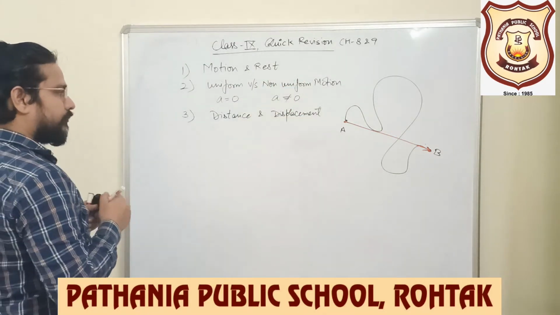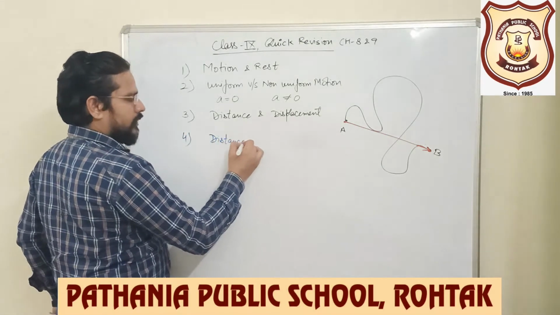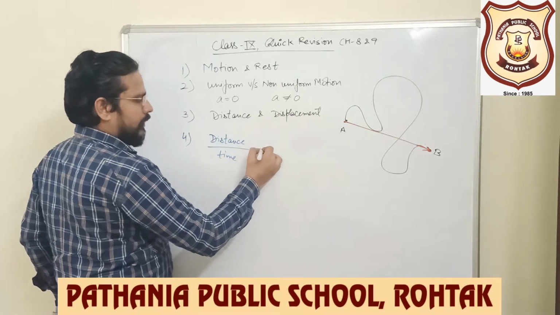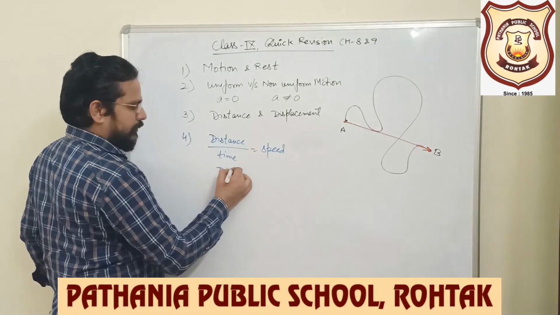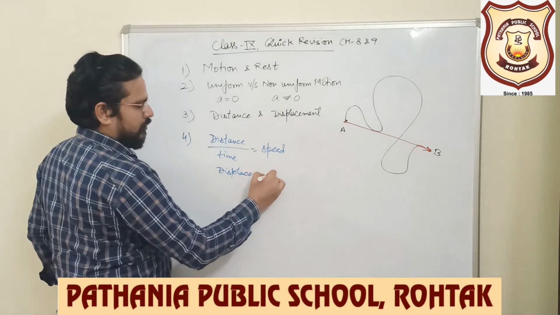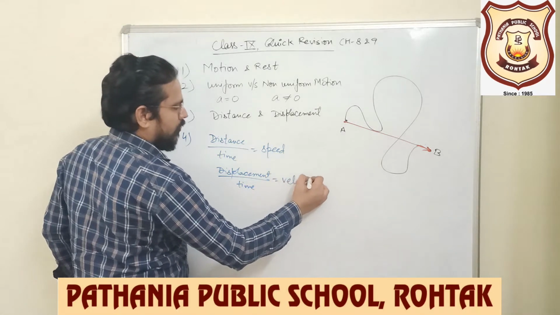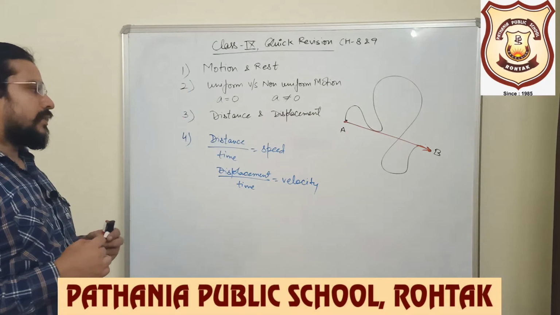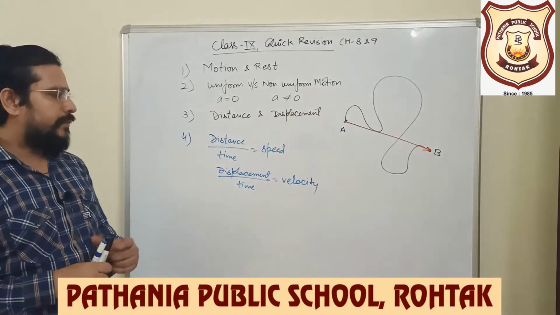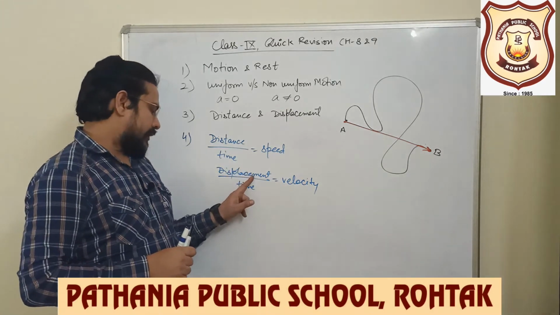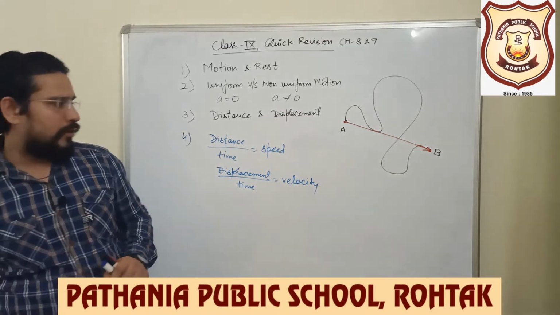In the same manner, if we divide distance by time, we will get speed, and if we divide displacement by time, we will get velocity. So that is the concept of speed and velocity. Speed is a scalar quantity and velocity is a vector quantity, because velocity is displacement divided by time and speed is distance divided by time. I hope this point is clear.